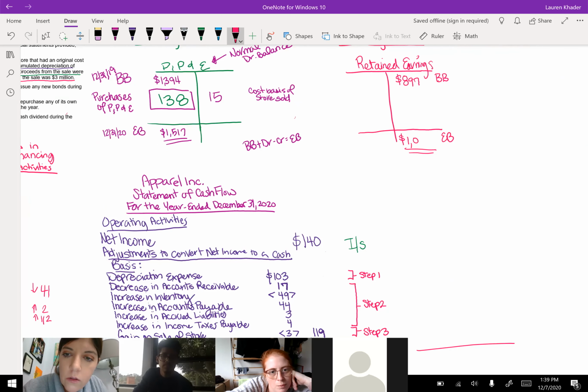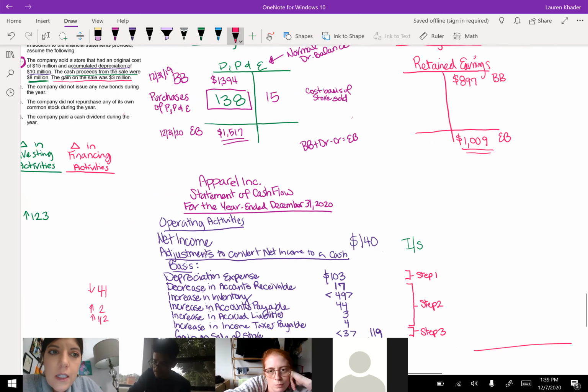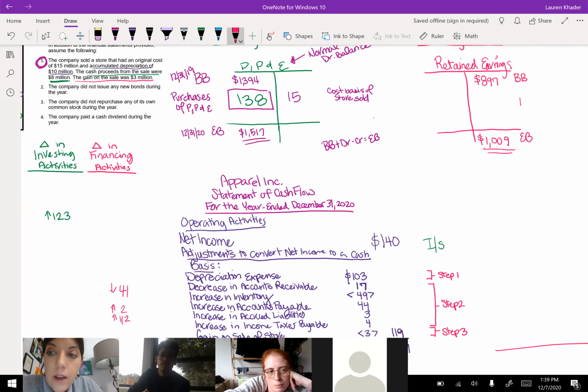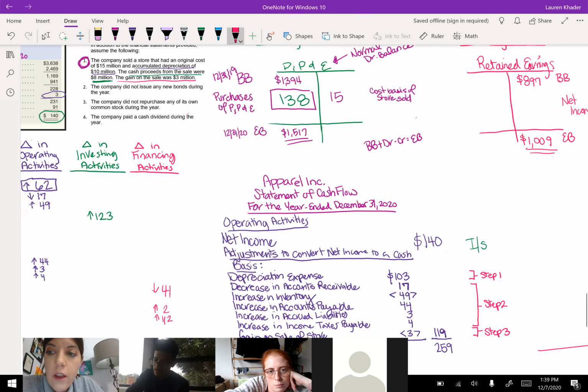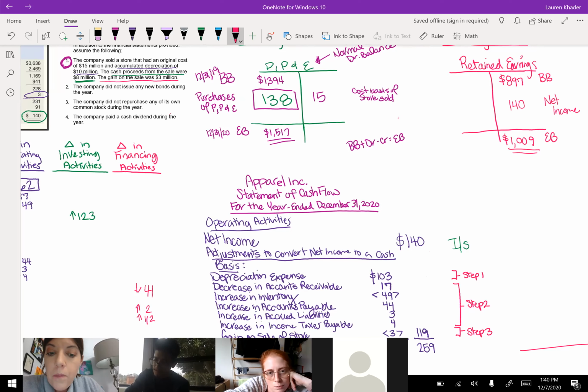Sorry for having to scroll. And retained earnings increases with positive net income. So I'm going to go to the income statement for this information. 140 was net income for the period. And we need to solve for the dividends declared during the period. Should be 28. Yeah, so 897 plus the 140 compared to 1009, you back into 28. Yep.